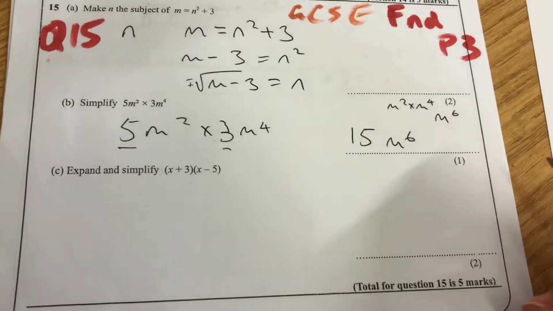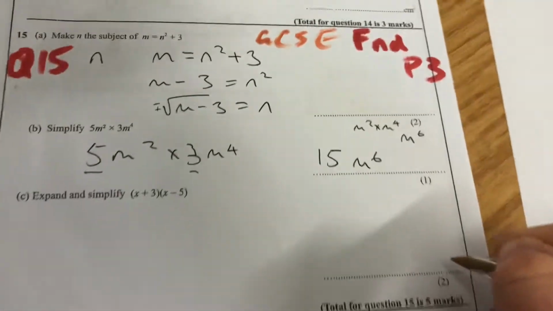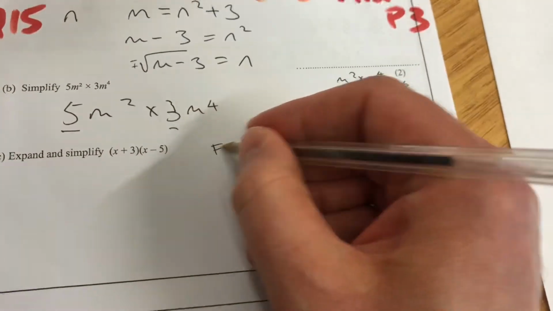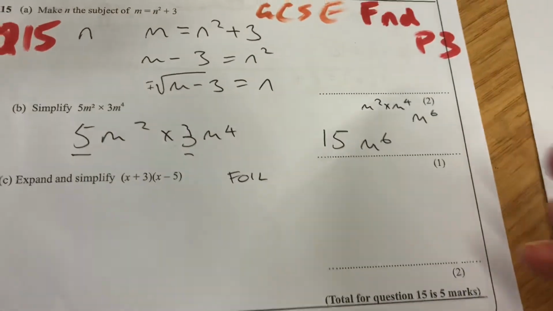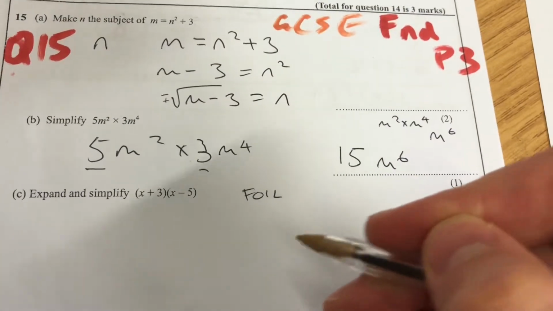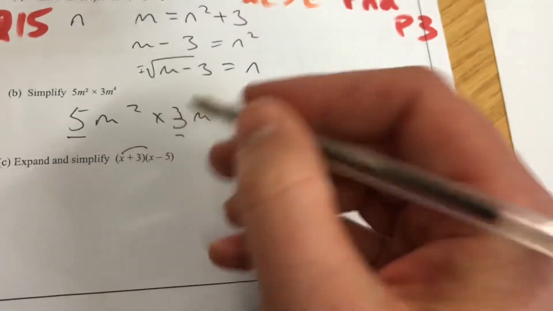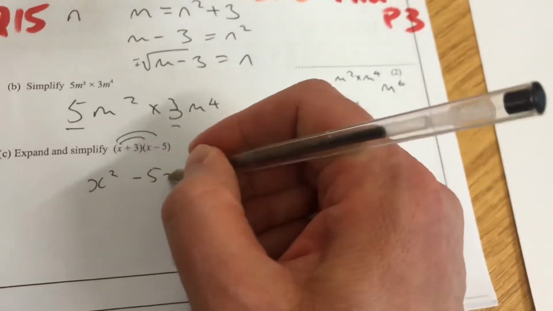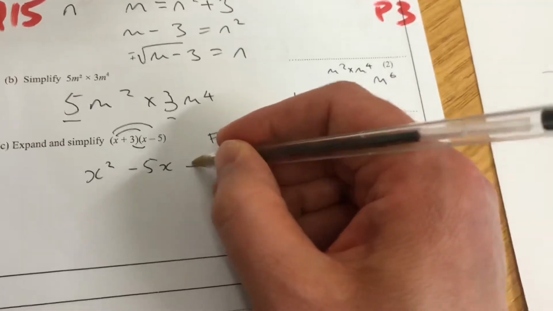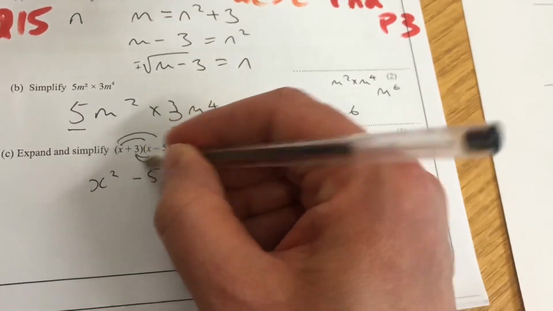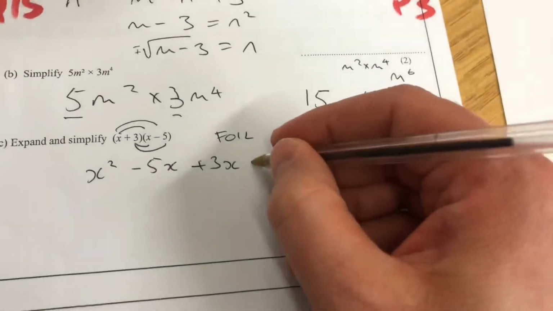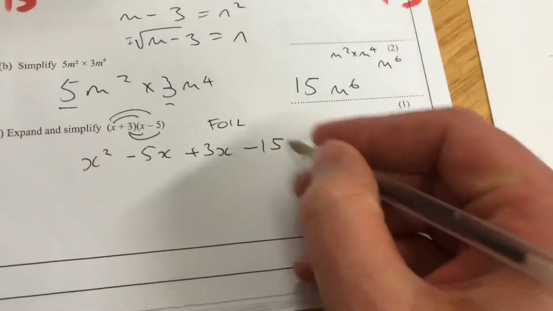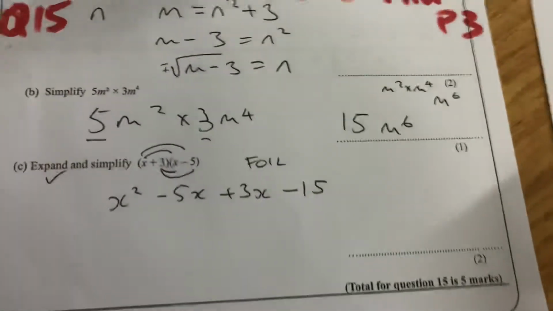Now we're going to expand and simplify. So that's a 2-mark question, so there are 2 steps we need to do. If you know your FOIL method, or smiley, or everything in one bracket multiplied by everything in the other: x times x is x squared, x times minus 5 is minus 5x, 3 times x is 3x, and 3 times minus 5 is minus 15. So we've got 4 terms. That's expanding. Now we've got to simplify.